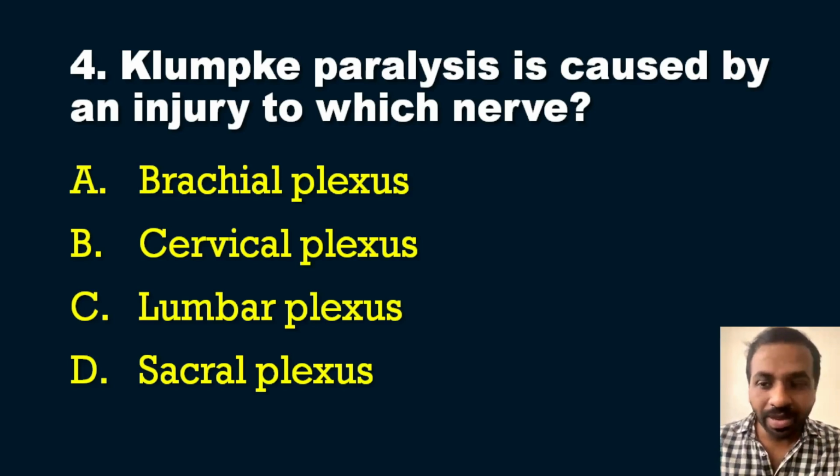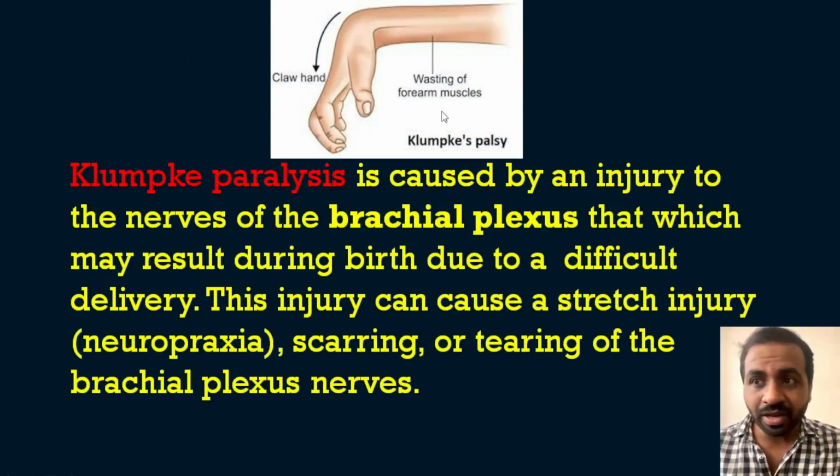So Klumpke's paralysis, the answer is option A, that is brachial plexus. Okay, so we will see the explanation for this question. This is a picture of Klumpke's paralysis, and Klumpke's paralysis is caused by an injury to the nerves of the brachial plexus, which may result during birth due to a difficult delivery.